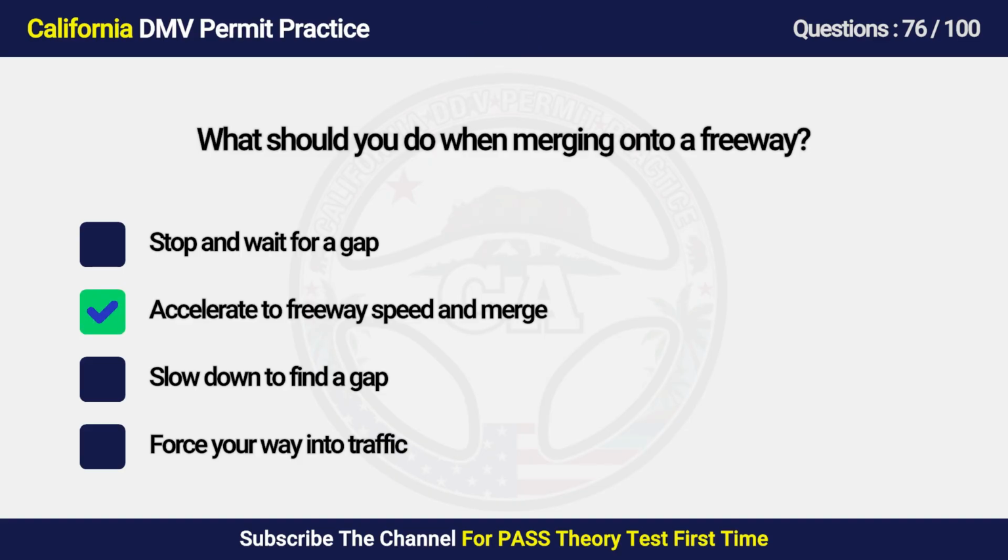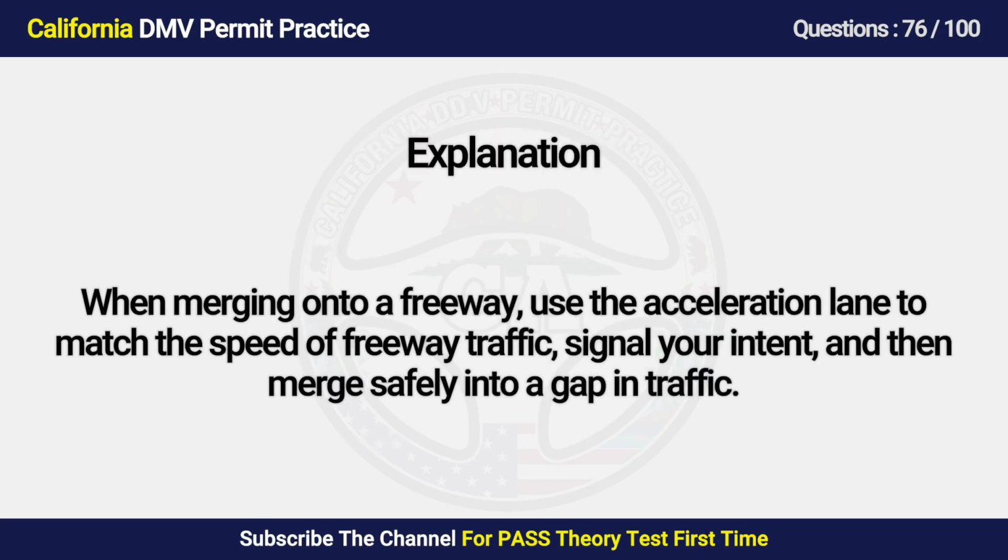Answer is B. Accelerate to freeway speed and merge. When merging onto a freeway, use the acceleration lane to match the speed of freeway traffic. Signal your intent, and then merge safely into a gap in traffic.